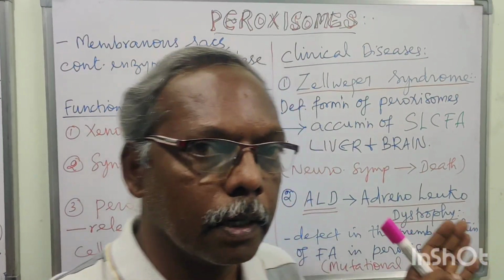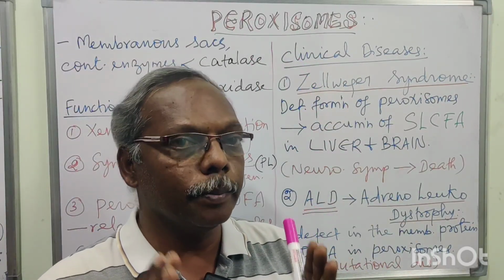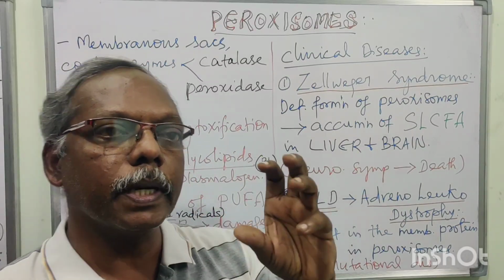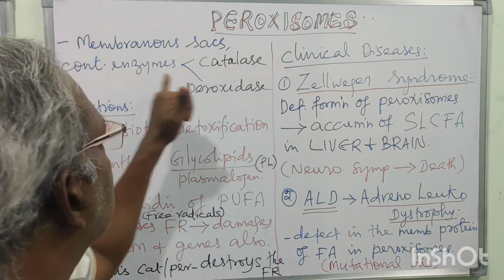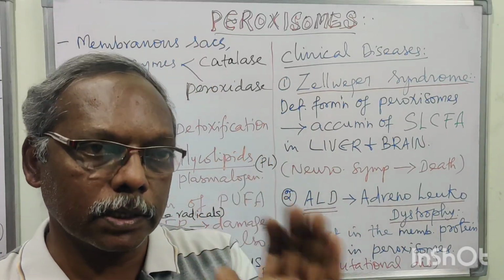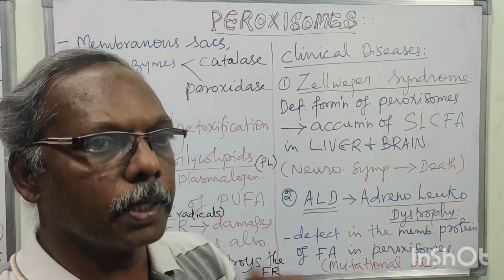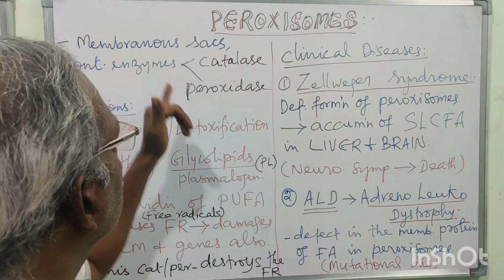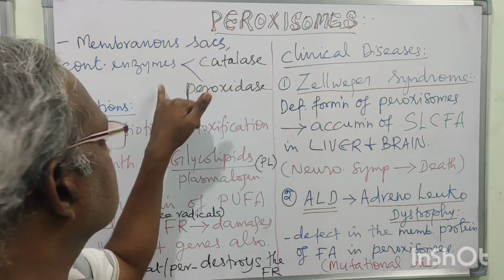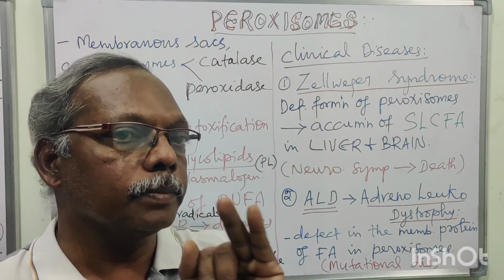Next important cell organelle is peroxisomes. This is also a very, very clinically important cell organelle. So what is the definition? They are also membranous sacs which contain enzymes. These two are very, very important MCQs: catalase and peroxidase. Catalase and peroxidase. Peroxide, removal of hydrogen peroxide. So peroxisomes are membranous sacs which contain catalase and peroxidase. Very, very important MCQ enzymes.